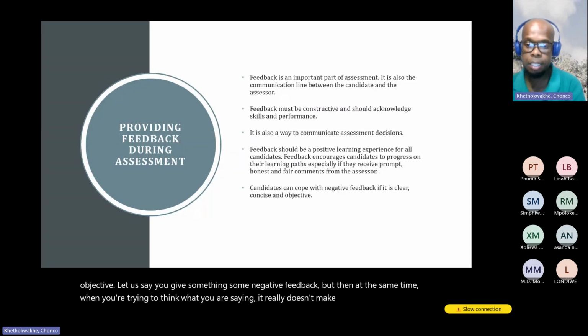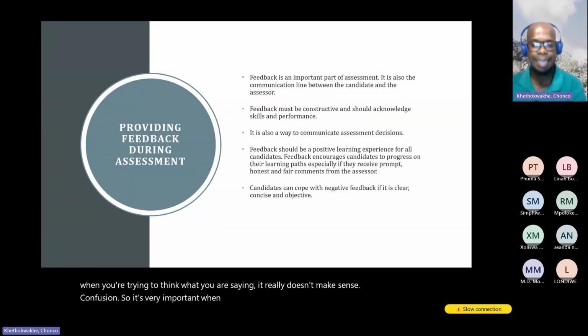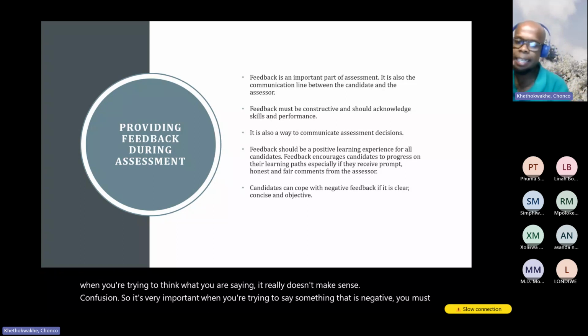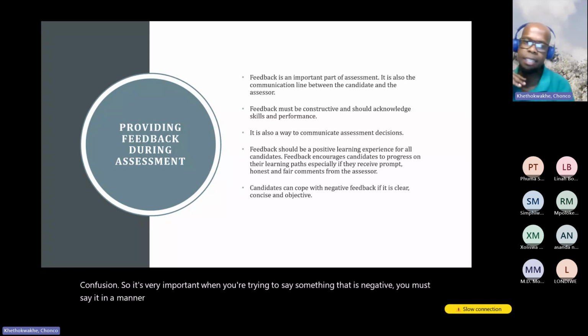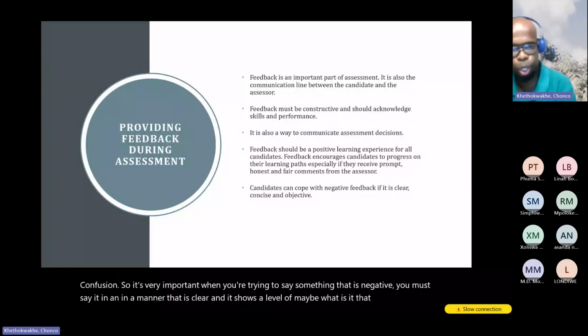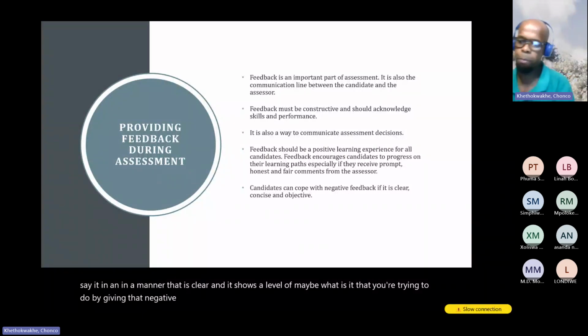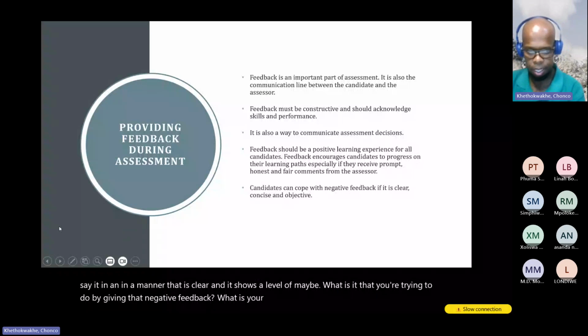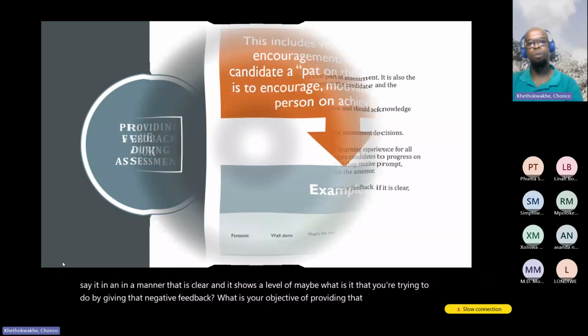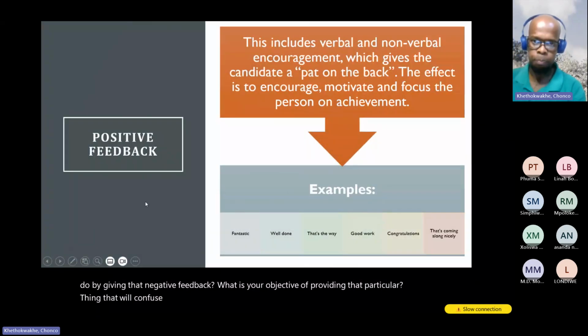So it's very important when you're trying to say something that is negative, you must say it in a manner that is clear, and it shows what it is that you're trying to do by giving that negative feedback. What is your objective of providing that particular feedback? Don't say something that will confuse your learner more.